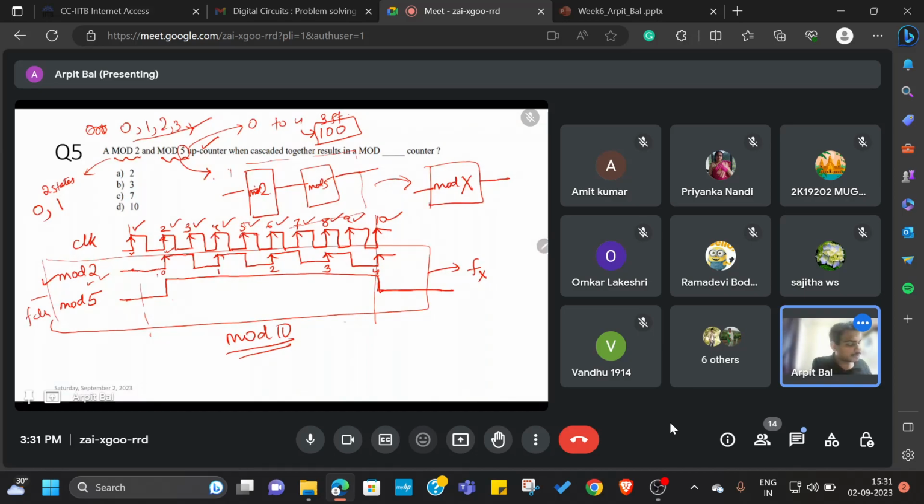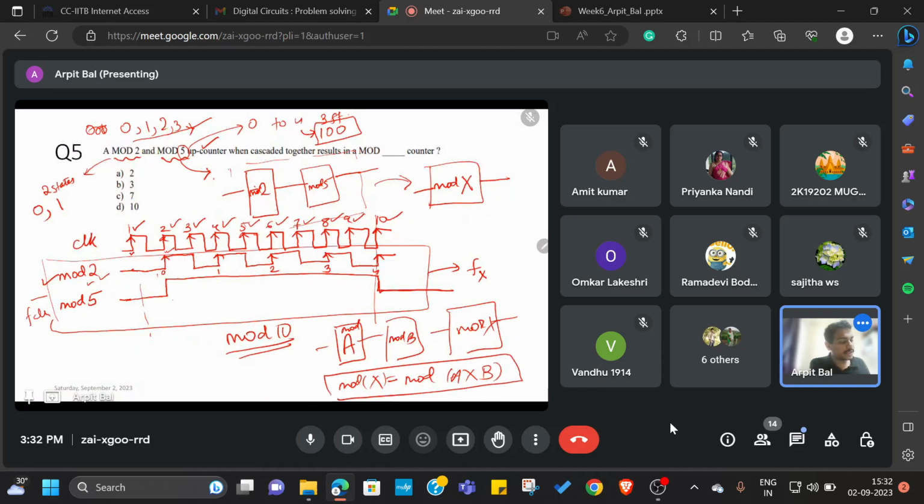Okay, so in short the formula is, if you are cascading two counters, mod A and mod B, then the resultant that will generate mod X will be mod of A into B. Okay, so this is the formula and this is the logic behind that formula. I hope that portion is clear.